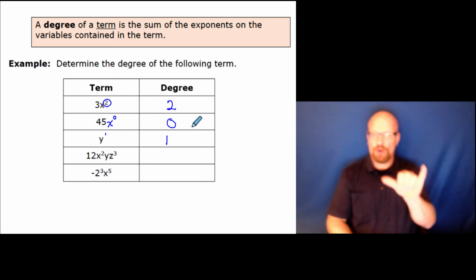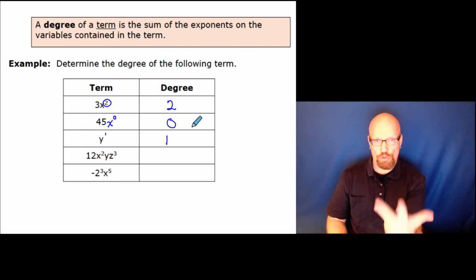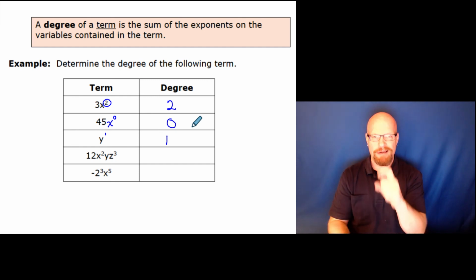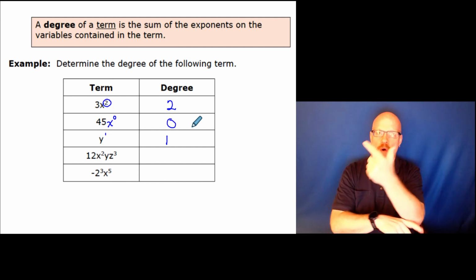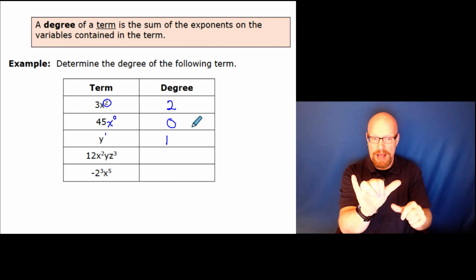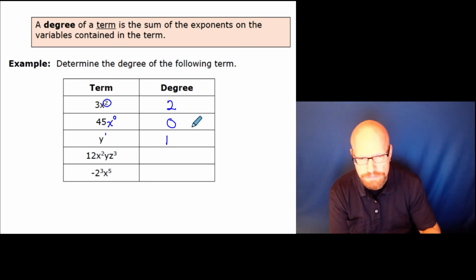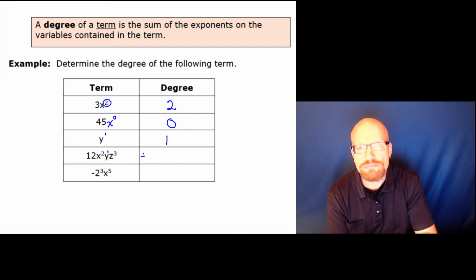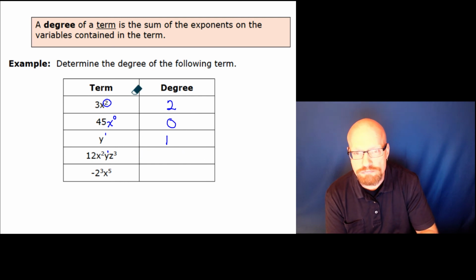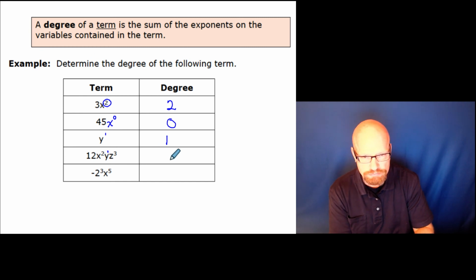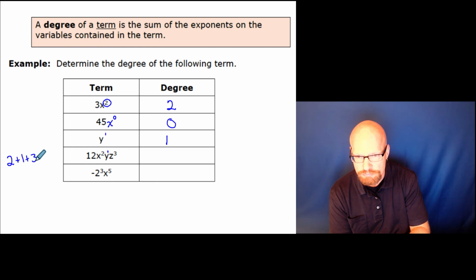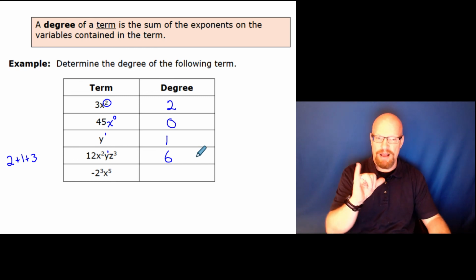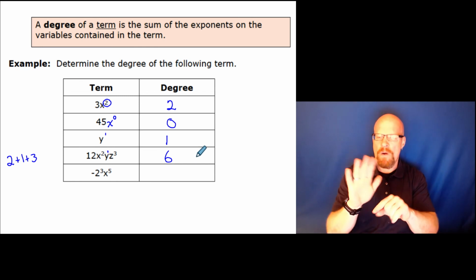Now 12x squared yz cubed. There are three variables, x, y, and z. We have to add the exponents together to get the degree of the term. Remember, y doesn't have a number written, but we can put 1 there. So 2 plus 1 plus 3 is 6. It's a 6th degree term.